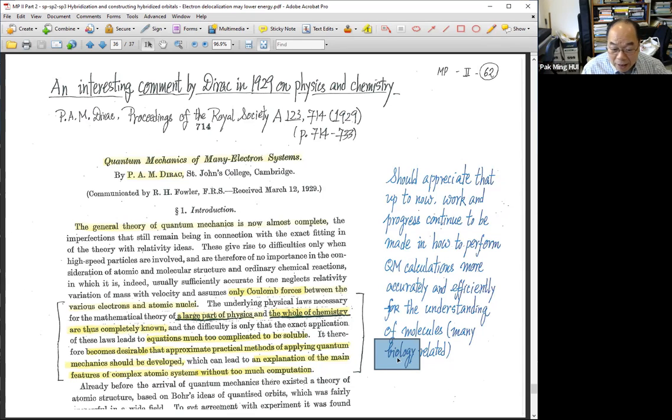So I really like this paragraph, especially this very eye-catching word. We know a large part of physics. There's some remaining thing, quantum gravity, no one knows how to do it, but we know the whole of chemistry. Of course, chemistry survived for one whole century, new problems come out, but the principle is what Dirac was referring to.